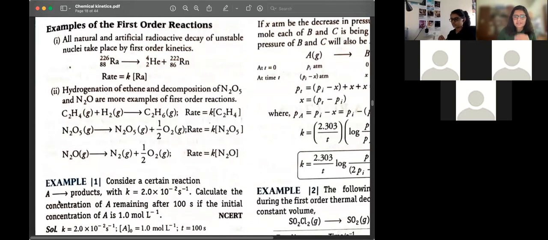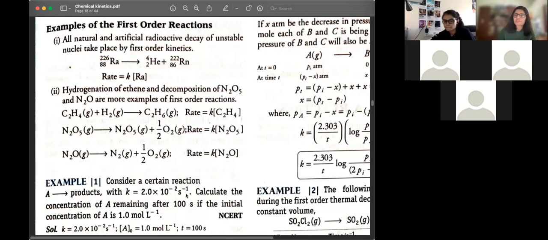Consider a certain reaction: A gives products with k equal to 2.0 into 10 power -2 second inverse. Can you figure out the order of this reaction purely based on the unit of the rate constant? First order. Okay, good. Looking at the units, it's first order because in first order it's 1 by t, since it gets cancelled on both sides. So that's how you have to interpret the question.